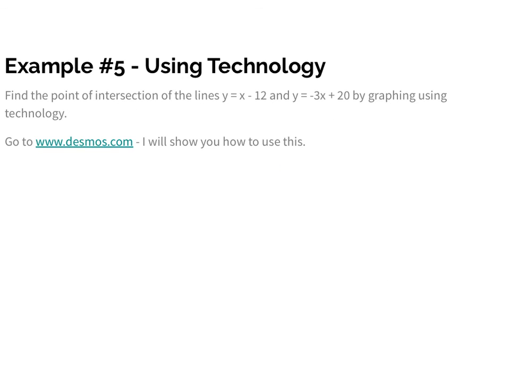The last example, I showed you how to use Desmos. So if you need a refresher on the Desmos, ask me. I'll show you how to do it. I think I probably have a screencast on how to use it as well, which I could totally do if you need it. But I showed you how to use Desmos for that.